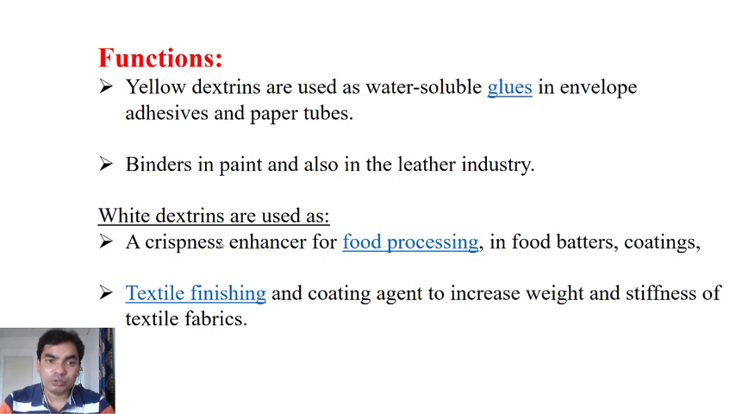White dextrin is used in food processing to enhance the taste and crispiness of the food. We add the dextrin in food batters and coatings. We use it in textile finishing. In the textile industry we use it as a coating agent to increase the weight and stiffness of the textile fibers, coating on the surface, right?